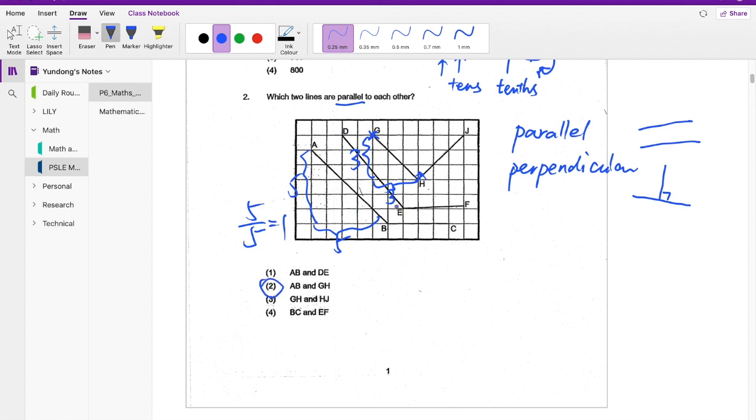Let's see, how about DE? For DE, we see that the height is 1, 2, 3, 4, 5. But this one is 1, 2, 3, 4. So this slope is 5 divided by 4, which is different from this slope, 3 divided by 3, right? So this one has a different slope from this one, so they are not parallel.